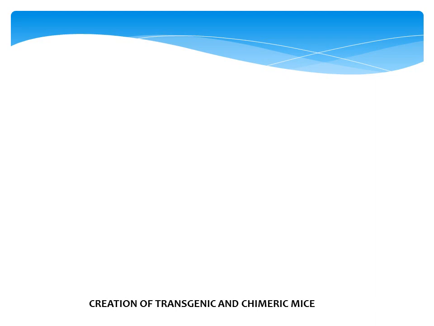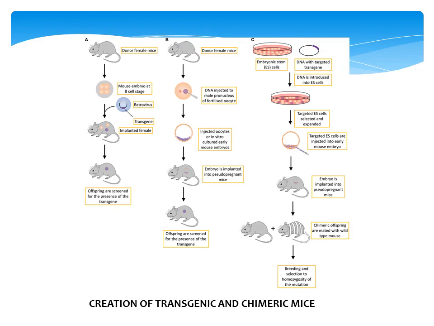Creation of transgenic and chimeric mice. So here there are three scenarios. In A, you have the donor female mice. From there, if you take the mouse embryo at 8-cell stage, which is totipotent, then we are inserting a new transgene through retrovirus, and that will be inserted into the body of a female mice, and the offspring are screened for the presence of the transgene.